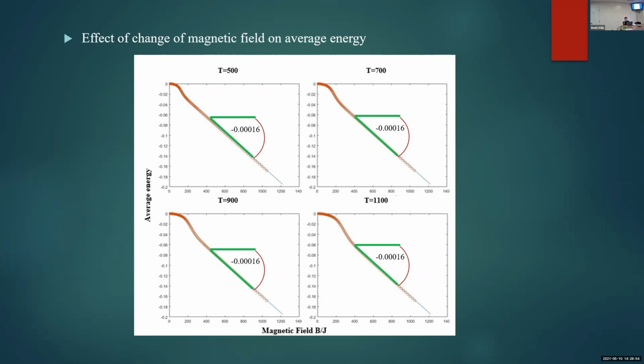Beyond the threshold value, the relation of average energy to magnetic field is nonlinear in the starting region, in the low magnetic fields. However, for large magnetic fields, average energy is proportional to the magnitude, and there is a linear relation.